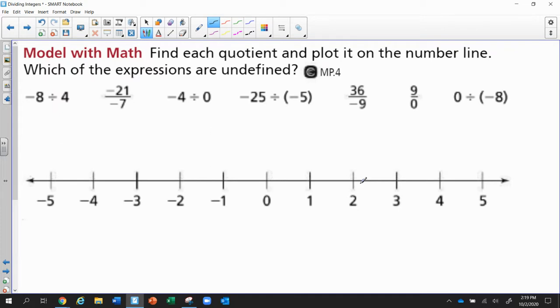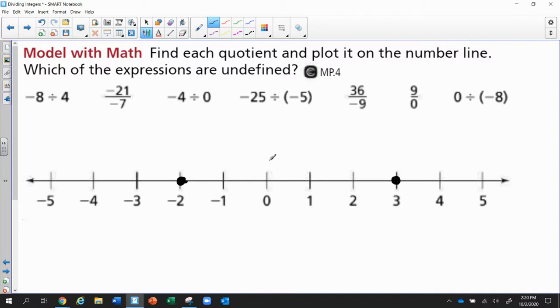These ones, again, are more just practice of how we could solve these. And it says find each quotient and plot it on the number line. So negative 8 divided by 4. So you're thinking, okay, what number times 4 equals negative 8? Well, that's going to be negative 2. So you can plot that one right there. A negative 21 divided by a negative 7. So negative divided by negative is going to be positive 3. You could also think to yourself, what number times negative 7 equals negative 21? Well, positive 3 times negative 7 equals negative 21.